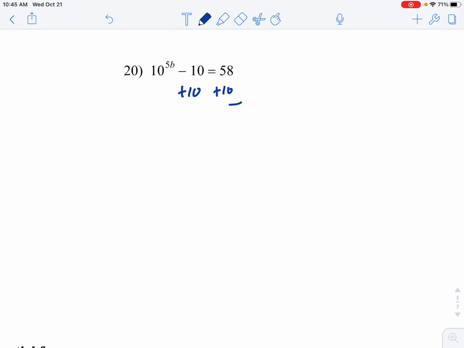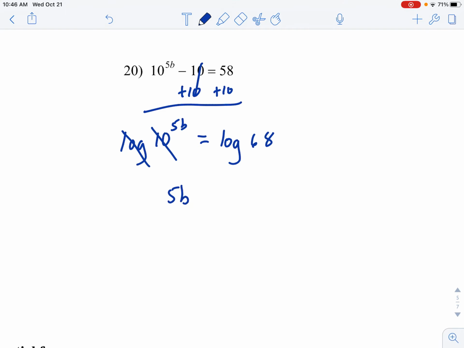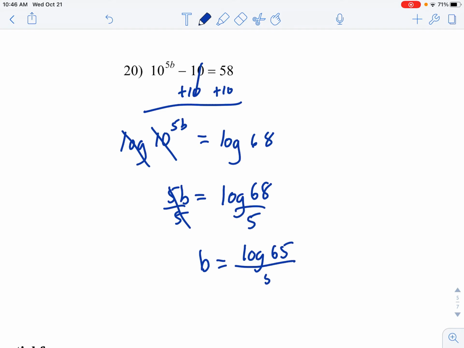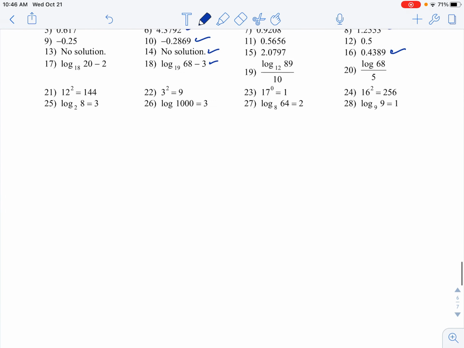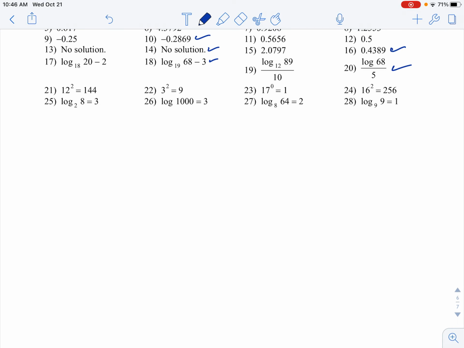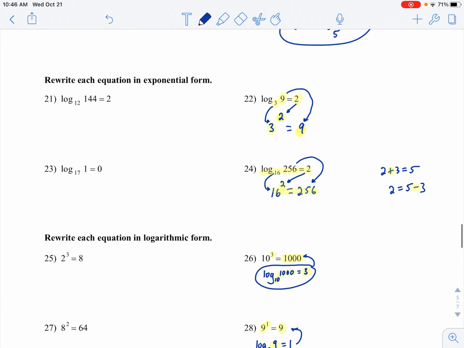Add 10 to both sides. 10 to the 5b equals 68. Move this over because this is the step where I take the log of both sides. Now, log base 10, you can use the common log. So you get 5b equals the common log of 68. Divide both sides by 5. b equals log of 68 over 5. Got ahead of myself, but that's a 68. Is that the answer to number 20? Yes, indeed it is. Okay, let's check these bottom ones that I didn't check before.